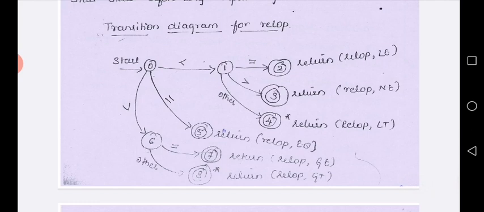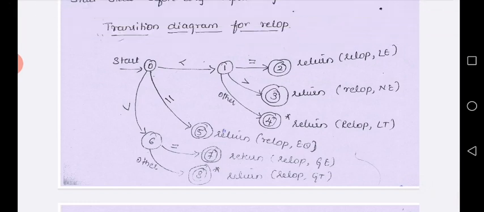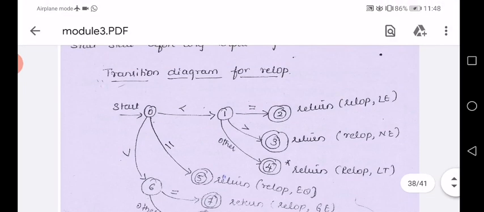Then another possibility, second, just observe: less than, and after that if I mention equal to, less than or equal to. In that condition it will travel from 0 to 1, 1 to 2, and yes, it is accepted. Now what will it return? It will return relational operator, comma, and what is the attribute we return over there? LE, right? It returns relational operator, comma, LE.